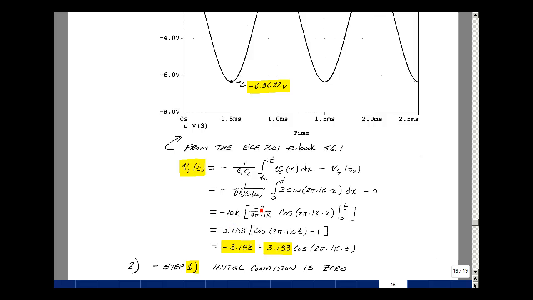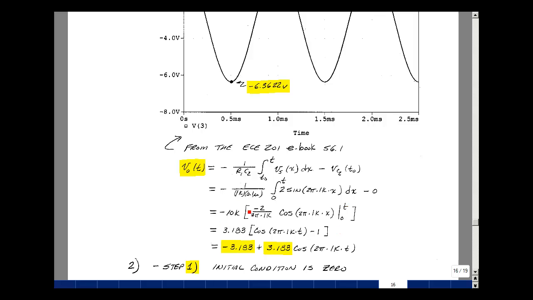Bring the scalar out in front too here, and the integral of sine is minus cosine, so I get a minus sign from that, the cosine of the same argument, and then we've got to divide it by the derivative of this with respect to x, which is 2 pi times 1K. Then we're going to evaluate that from our upper limit to our lower limit.